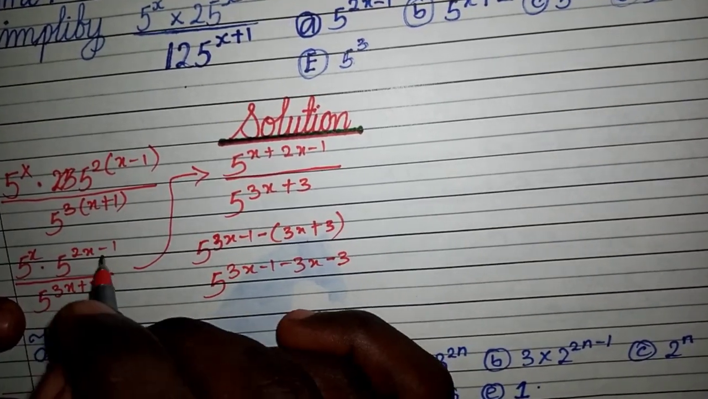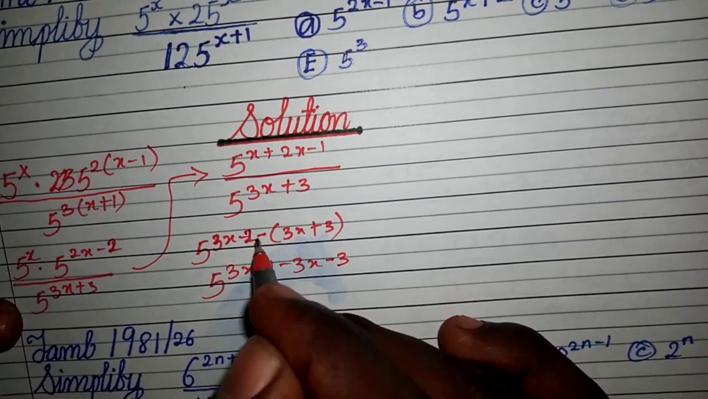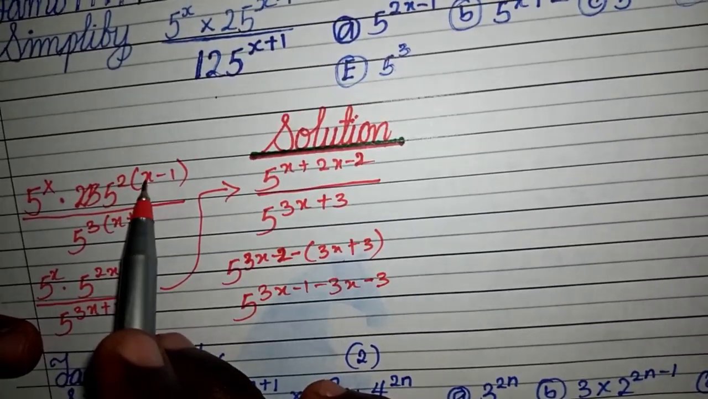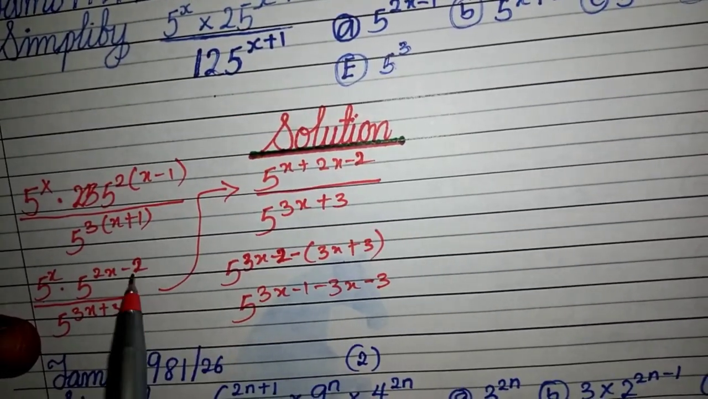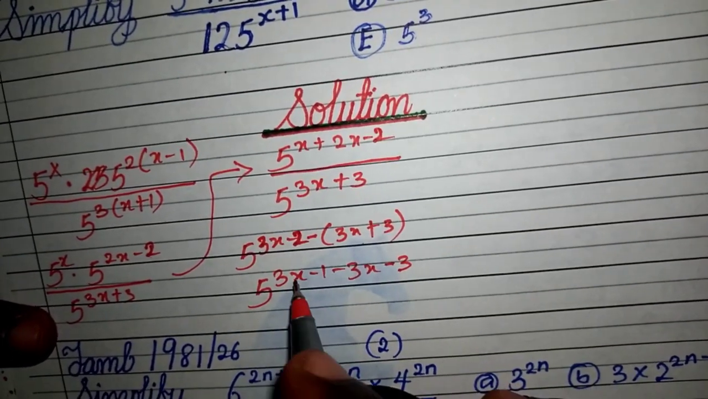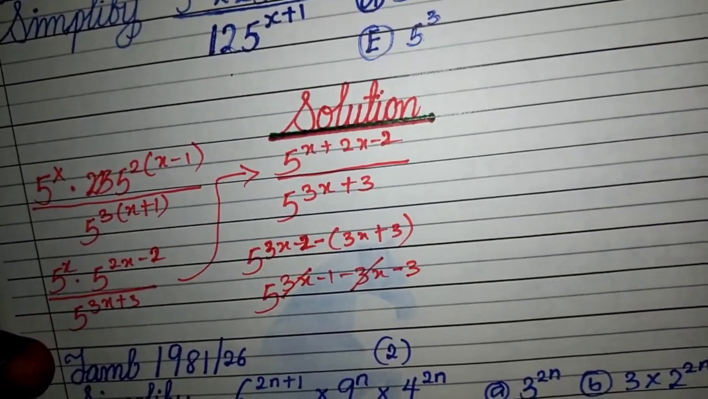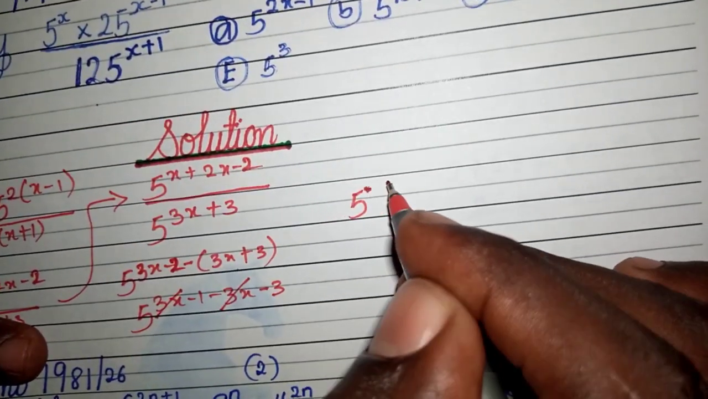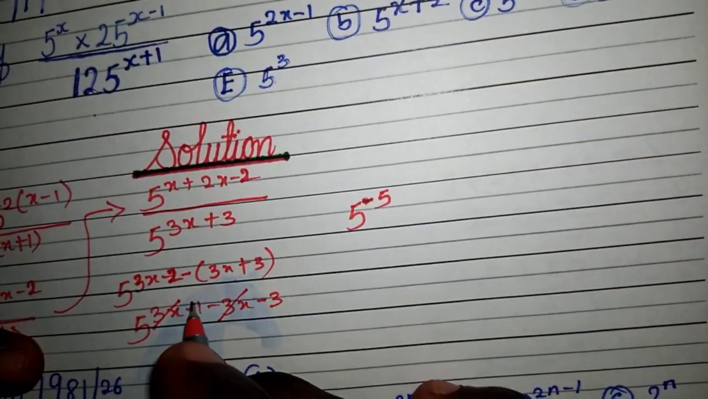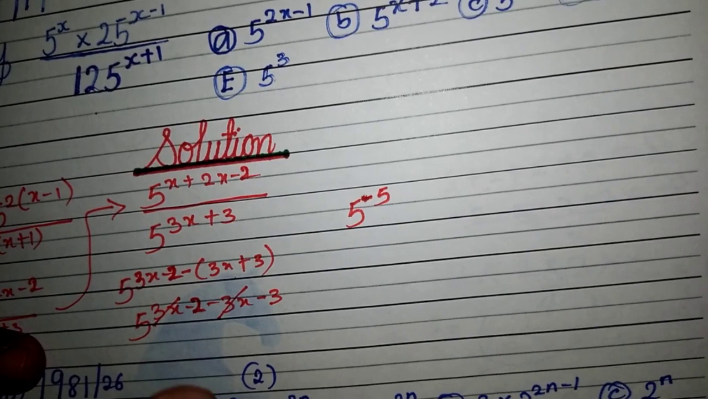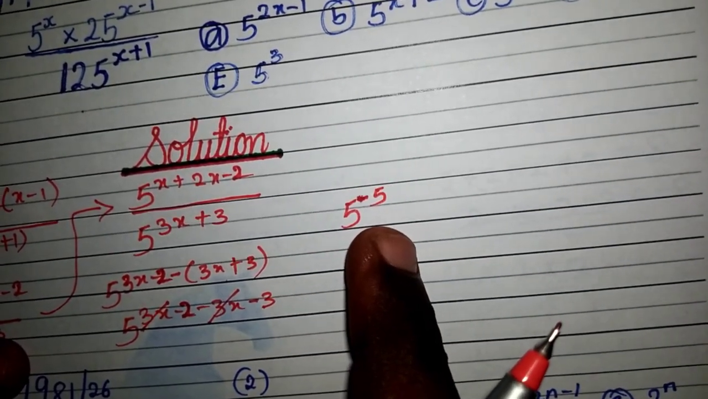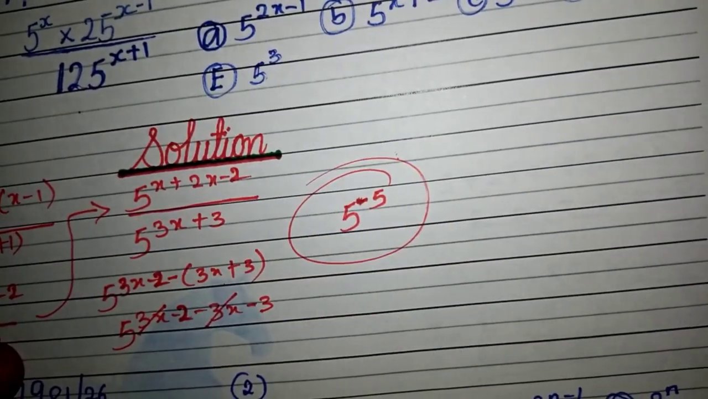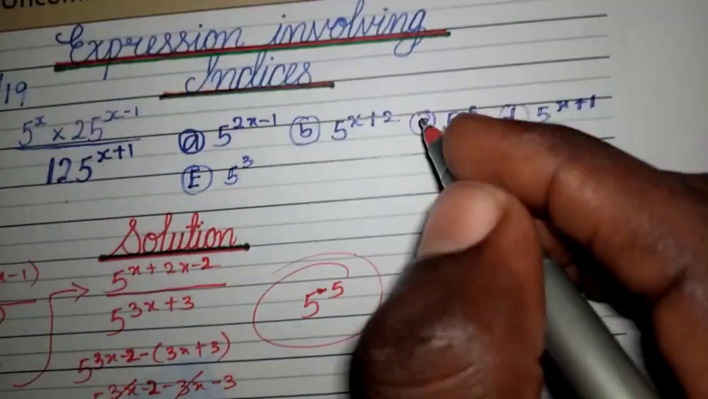Sorry, there's a mistake here. This is supposed to be 2, because 2 times x is 2x, and 2 times minus 1 is minus 2. So this and this can cancel. Then I will have 5 to the power of minus 5, because this is minus 2, and minus 2 minus 3 will give us what? Minus 5. So the correct answer to this expression is 5 to the power of minus 5, and that is option C.